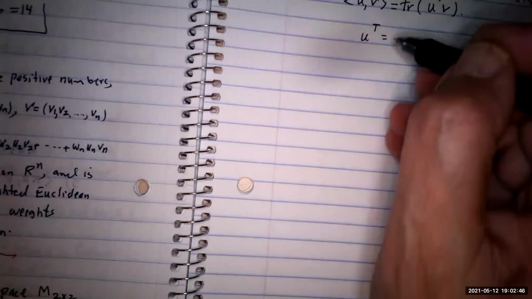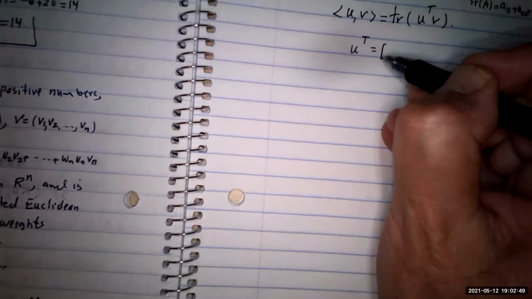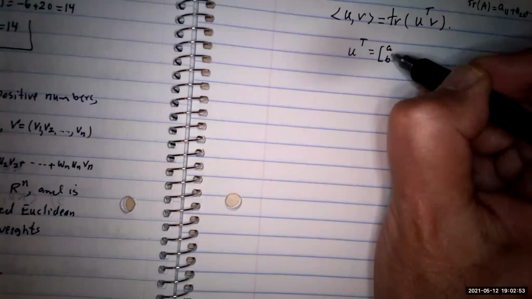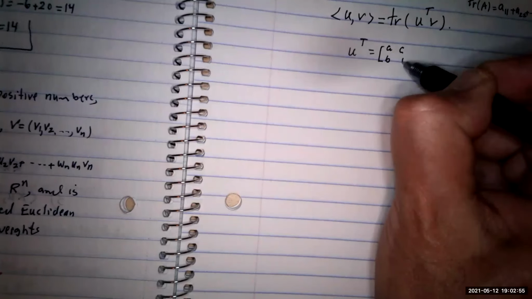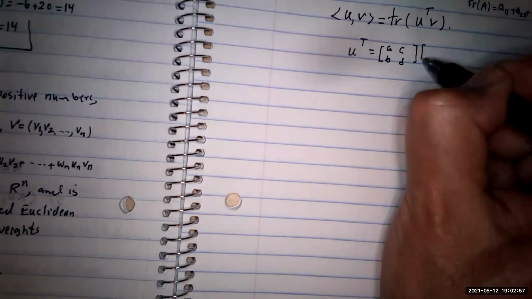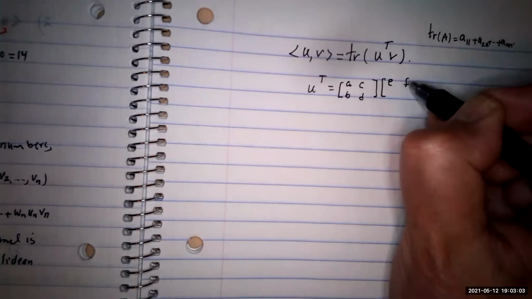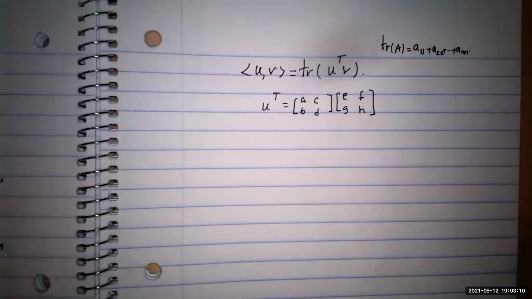Remember, this is going to be U transpose: you just switch the row and the column. So U transpose is going to be A, B, and C, D. Then you multiply by V. The V that you have is E, F, G, H. That's going to be the one.